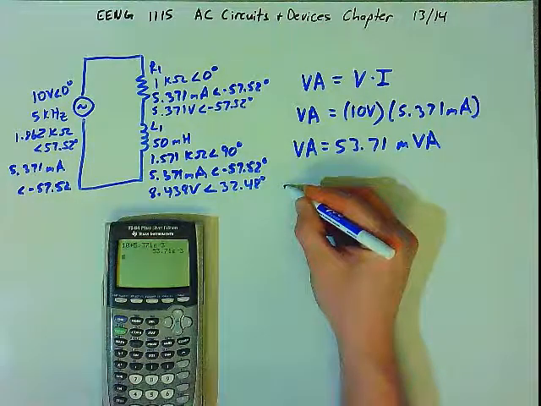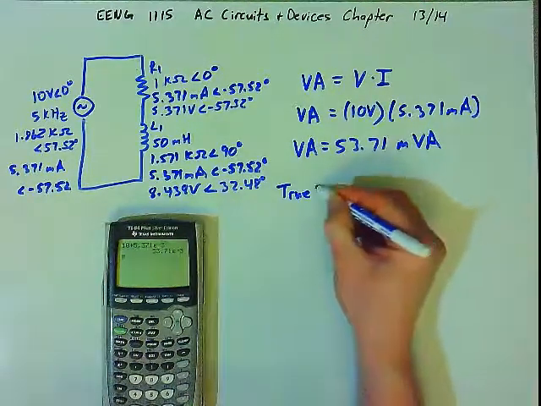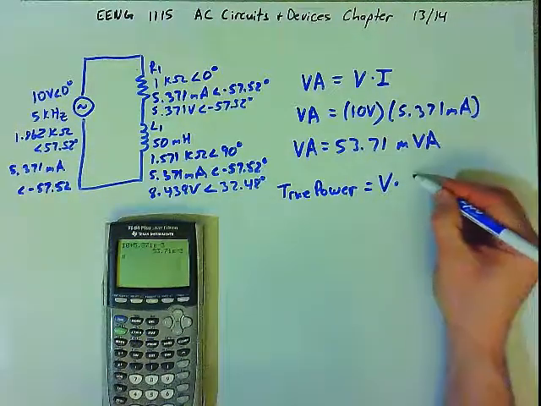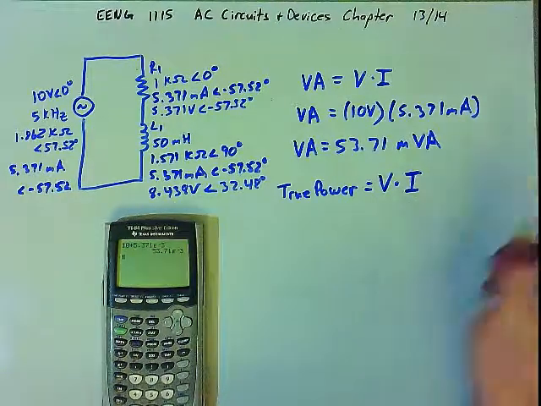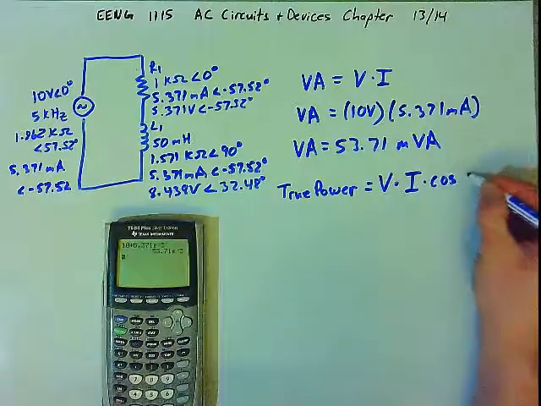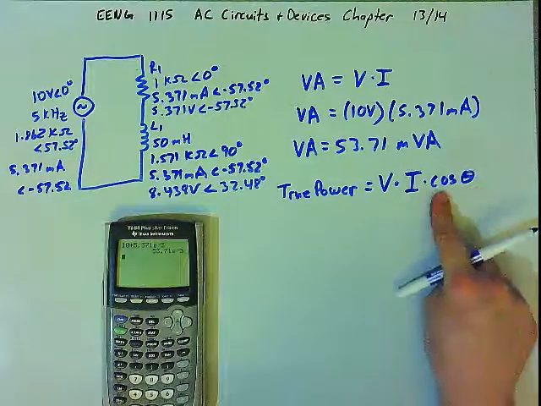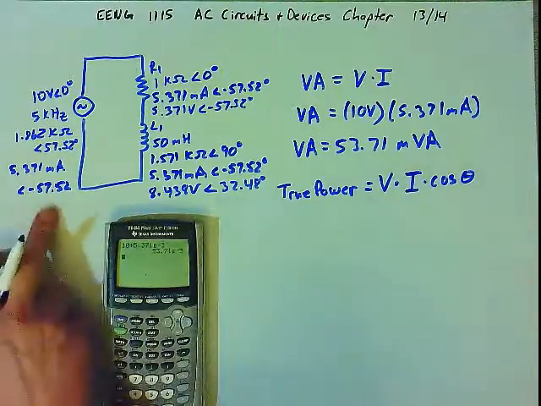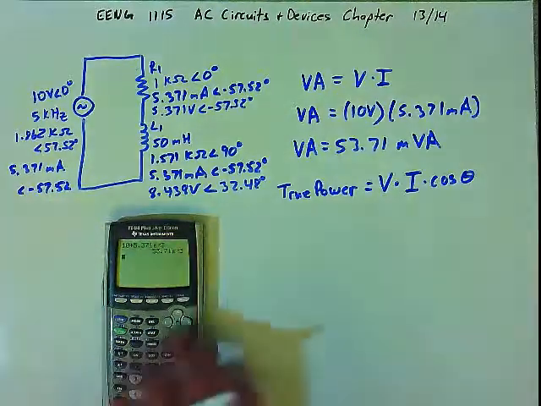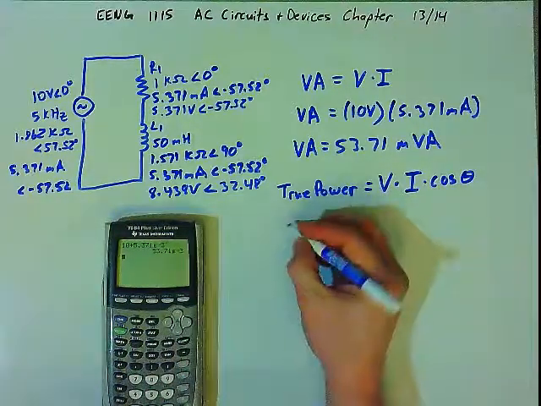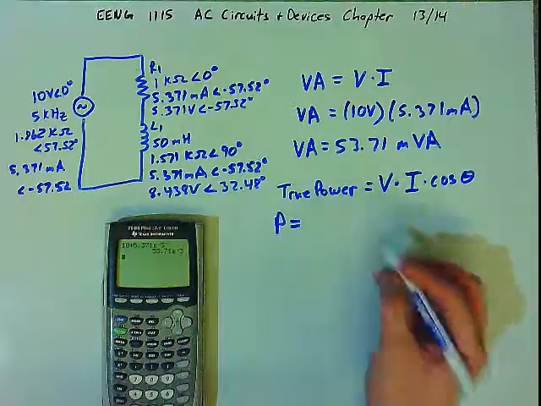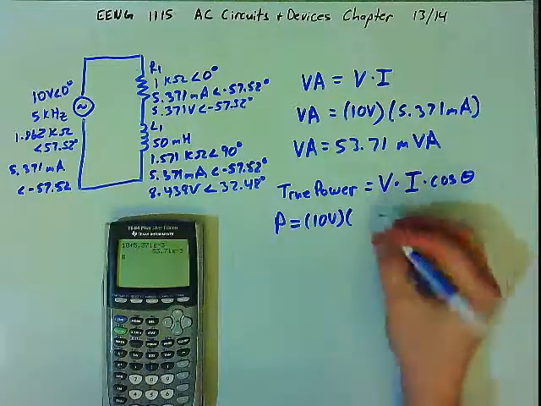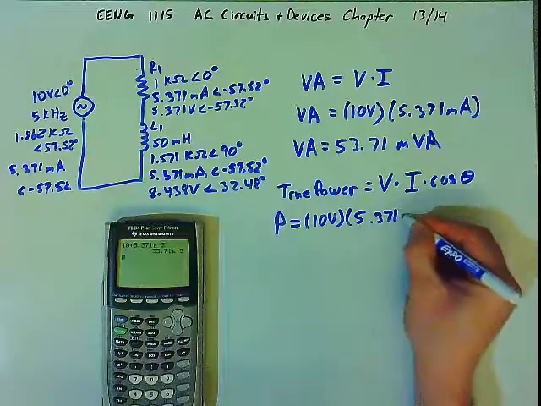We can find the true power by multiplying the voltage times the x component of the current. And remember, the x component of the current was multiplied by cosine theta. If we multiply cosine theta by the magnitude of the current, we get the x component of that vector. So the x component of the current vector, which we just looked at, that's what we're interested in here. So the true power, the actual power measured in watts, is going to be the voltage, which is 10 volts, multiplied by the current, which is 5.371 milliamps.